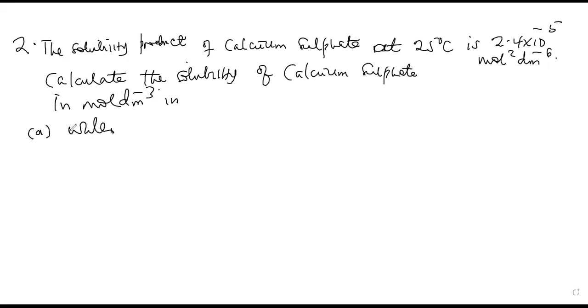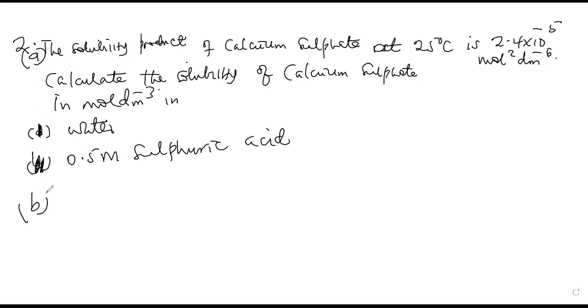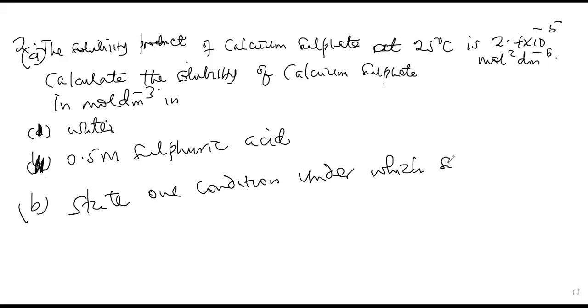A, water, B, 0.5 molar sulfuric acid. Let me call this one Roman 1, Roman 2. Then I call this one part A. Then part B, state one condition under which solubility product is valid. Condition under which solubility product is valid.